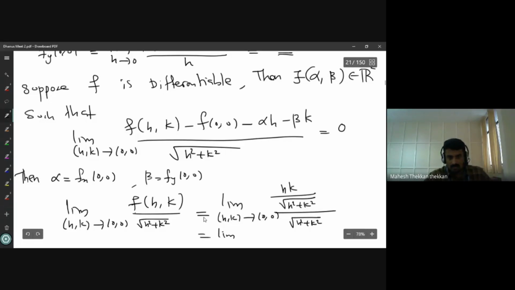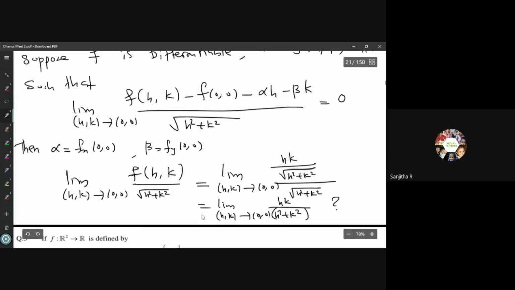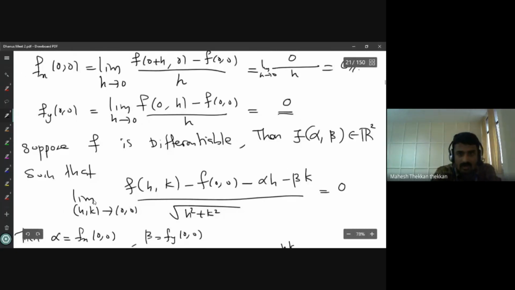This is nothing but the limit as (h,k) tends to (0,0) of hk divided by h square plus k square. Whether this exists or not? It does not exist. So what I actually got is that the limit as (h,k) tends to (0,0) of f(h,k) by square root of h square plus k square does not exist. So it concludes f is not differentiable at (0,0).